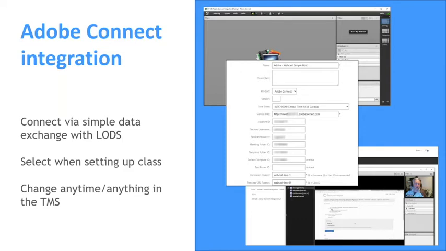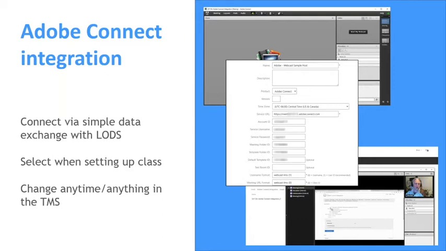And then you just simply select that implementation whenever you're setting up a class, as I'll show you during our demonstration. You can change any of the class information at any time, and the Adobe Connect implementation will automatically update your Adobe Connect session so that the right person is in there, the right time is in there, the right date's in there, and everything works.